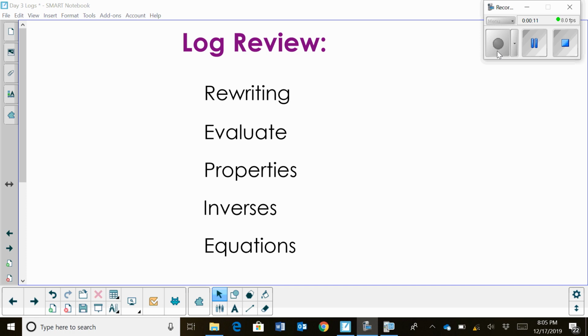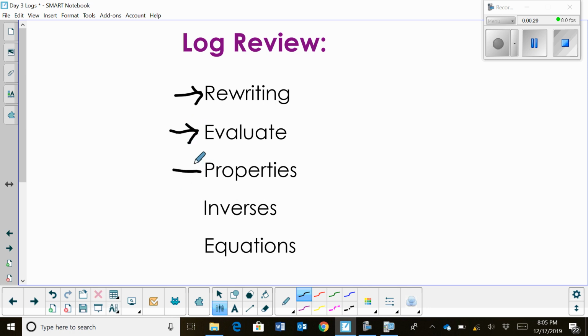So if you're at the end of a unit and you want to learn everything in a nutshell about logs, you're in the right place. So we're going to look at the following items. We're going to look at how to rewrite a log from an exponential and an exponential back to a log. We're going to learn how to evaluate without a calculator. We're going to talk about the properties of logarithms, how to find inverses, and then how to solve equations. And again, this is an overview, so if you need specifics, you'll need to go to each separate video.